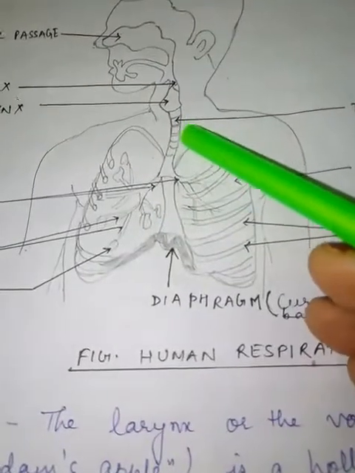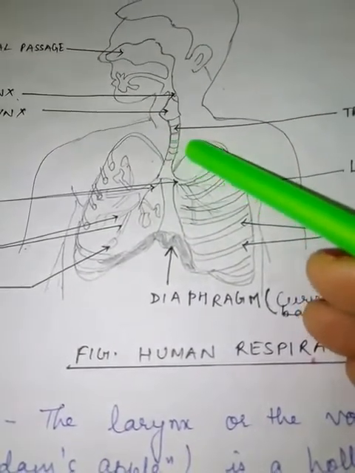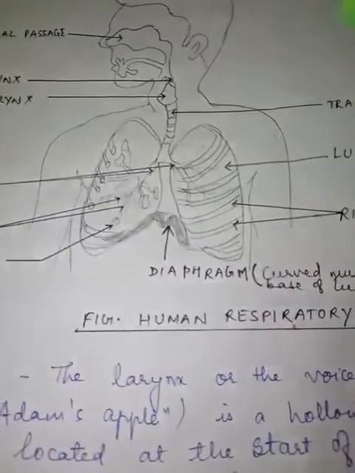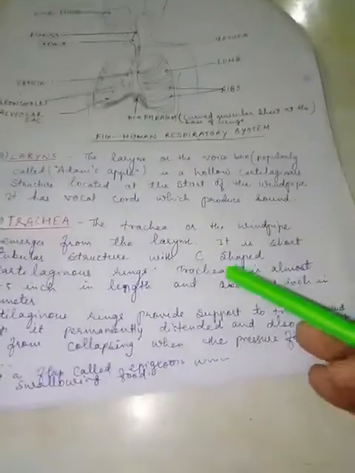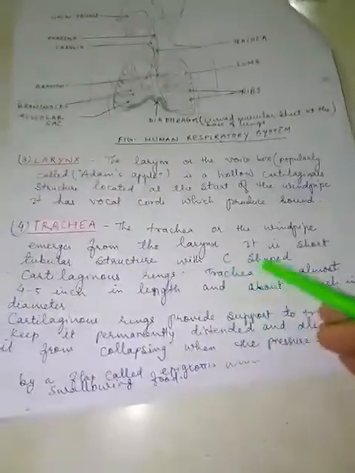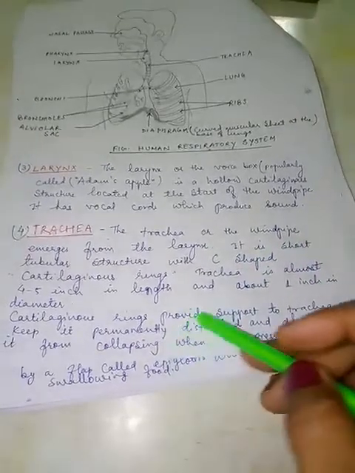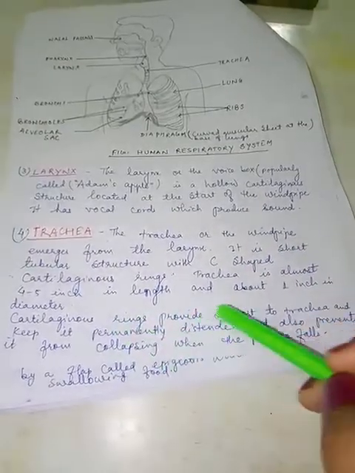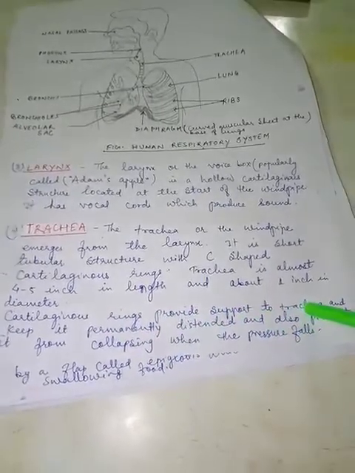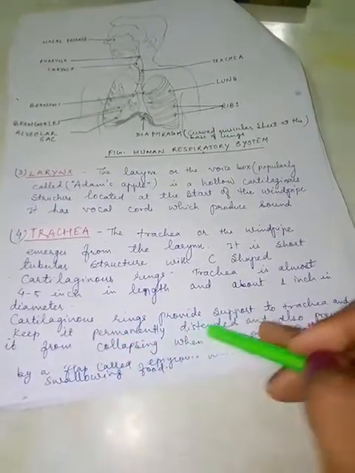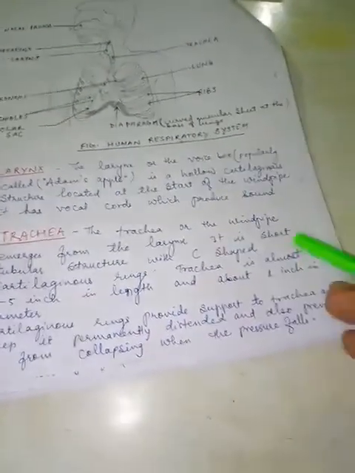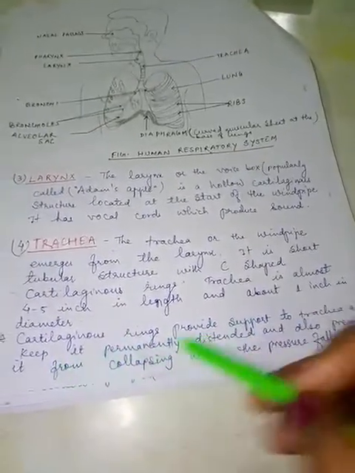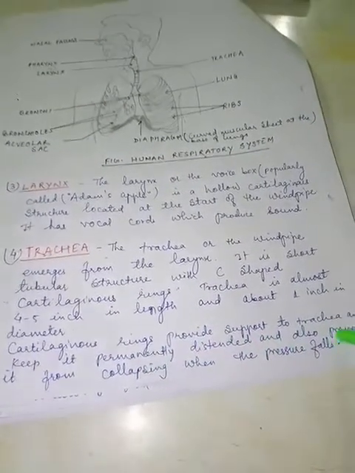cartilaginous rings. Can you see here the cartilaginous rings, and these are C-shaped. Cartilaginous rings means ring-like structures which are made up of cartilage. Now this cartilaginous ring has a very important role to play, and its importance is that it provides support to the trachea and keeps it permanently distended. Distended means in expanded form, and it also prevents it from collapsing when air pressure falls.